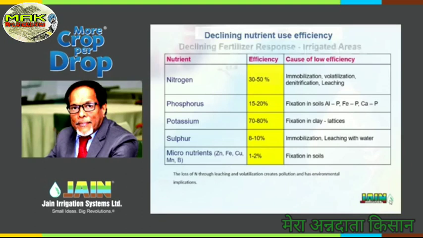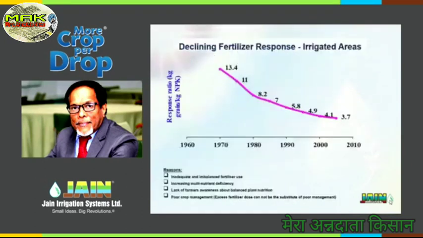Now, this is what I was trying to show. From 1970 to 2000, again a government study, they have plotted the response ratio, kilogram grains per kilogram NPK. You saw that. In 1970, we were in a reasonable, comfortable position. 13.4 kilograms of grain was produced per kg of NPK used. But now, less than 3.7.